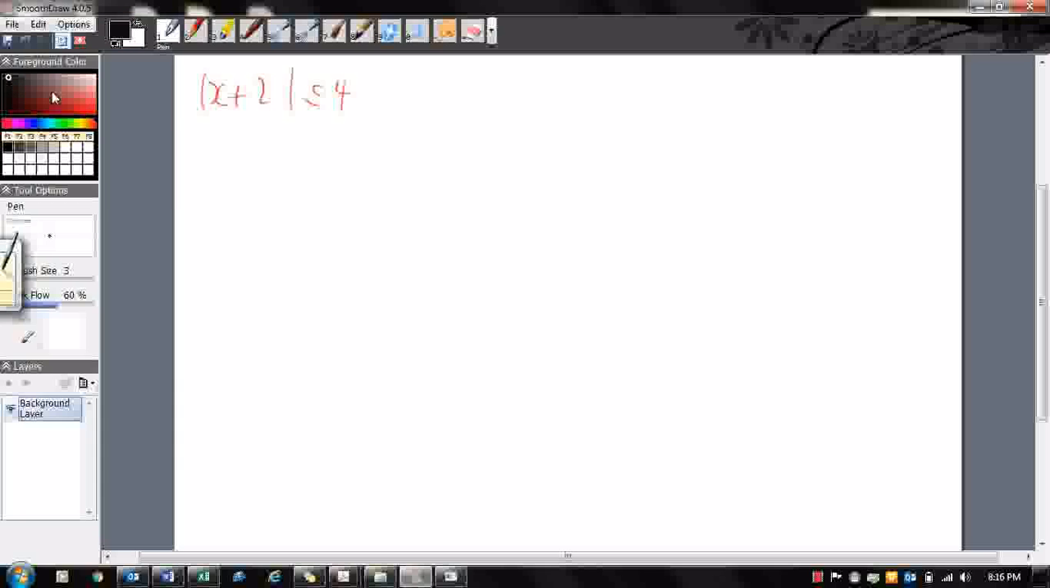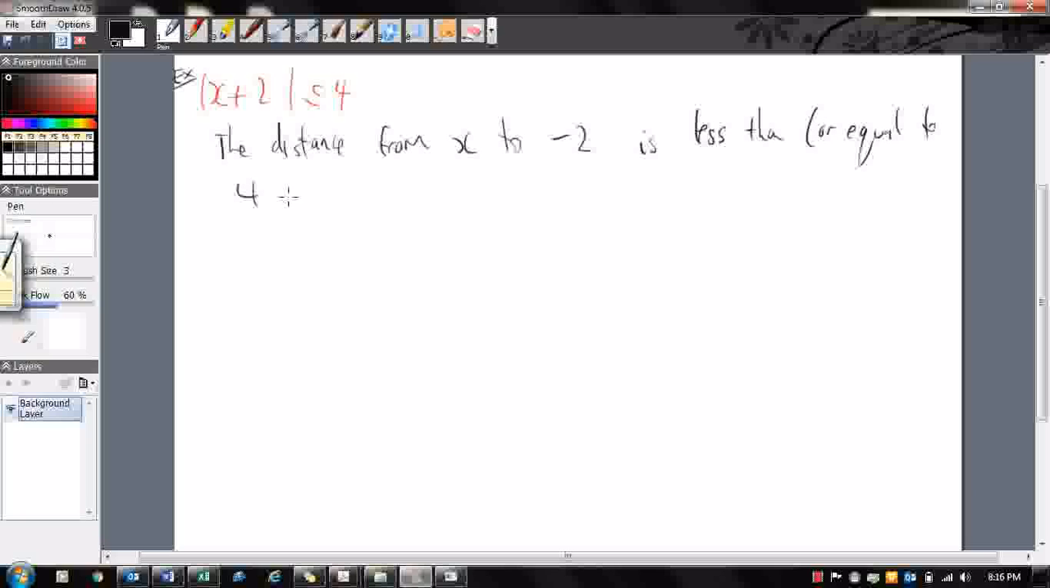Okay, so let's check this one out. Let's look at it geometrically, because if you can see these things geometrically, you're going to be far quicker in specialist maths. What this is saying, I'll write it out. This means the distance from x to negative 2 is less than or equal to 4 units. Okay, that's exactly what it's saying.